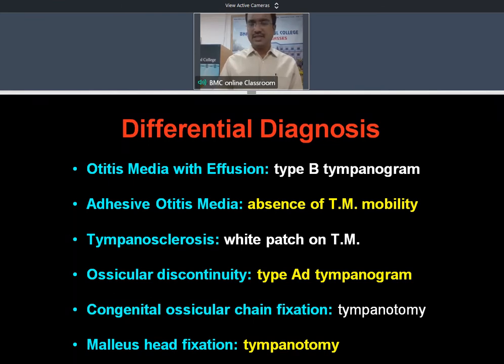So these are the various conditions which will cause the conductive type of hearing loss with intact tympanic membrane. How can we differentiate from otosclerosis?